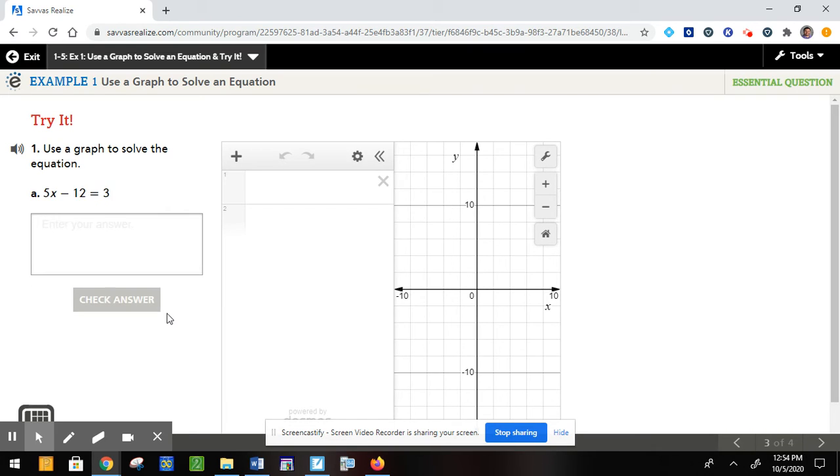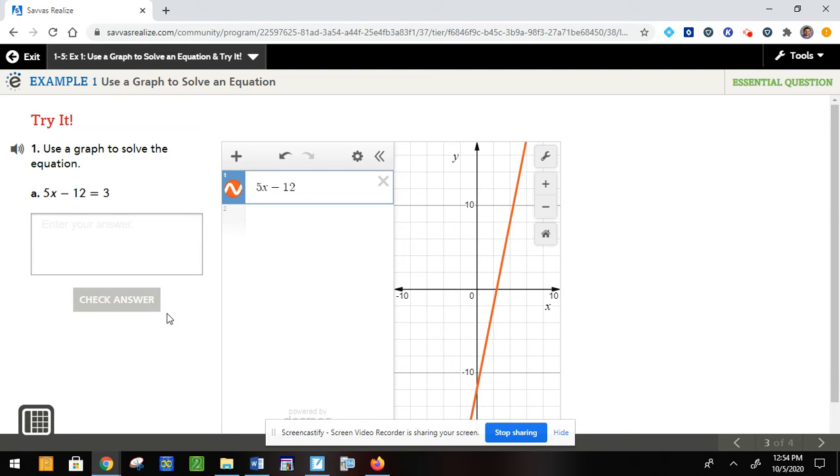Oh, I went too far. Okay. So 5x minus 12 equals 3. So the first one we're going to do is type in 5x minus 12. And that gives you one of the sides, right? The other one is just going to be y equals 3.